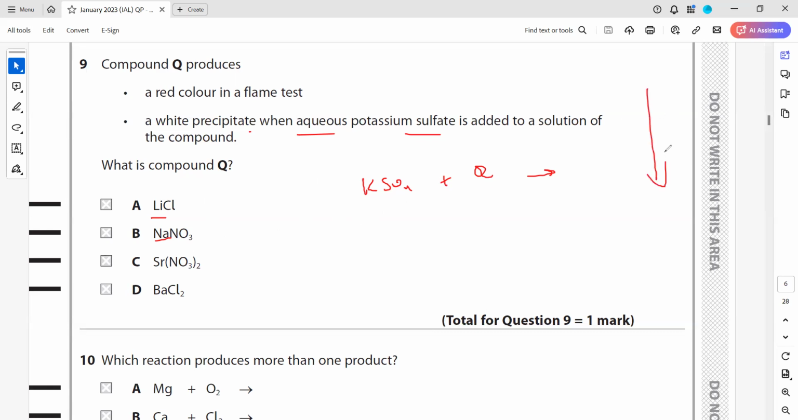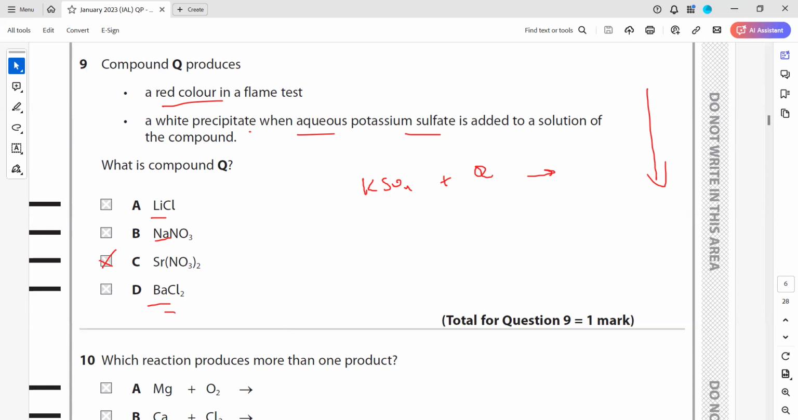And as we go down the group, the solubility of a sulfate decreases. At the top of the group, they are more soluble. Down the group, they are less soluble. So strontium and barium both will give a positive sulfate test. But what about the flame test? If barium is there, it gives the apple green flame color. So it cannot be barium. So we are left with strontium, which is red.